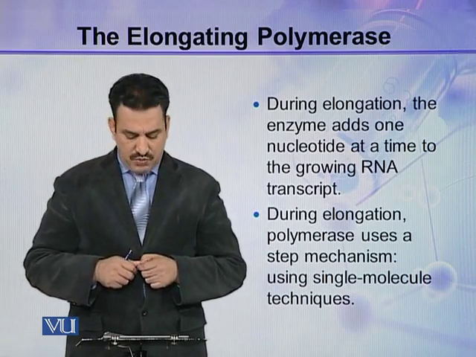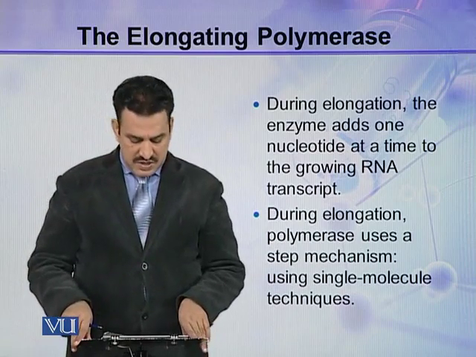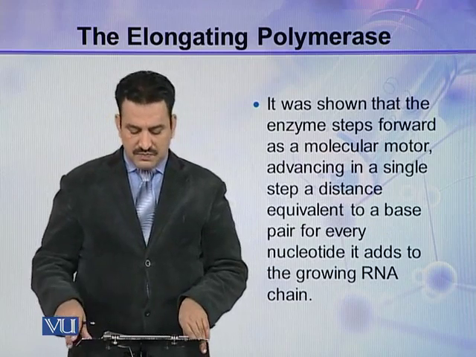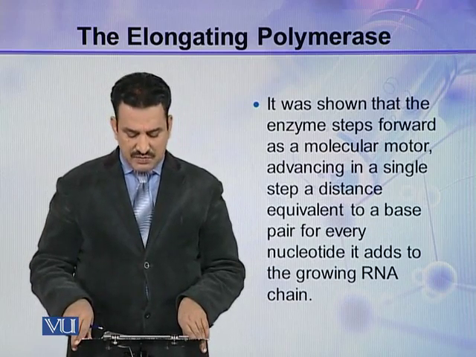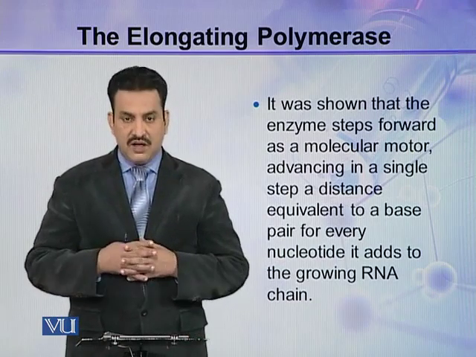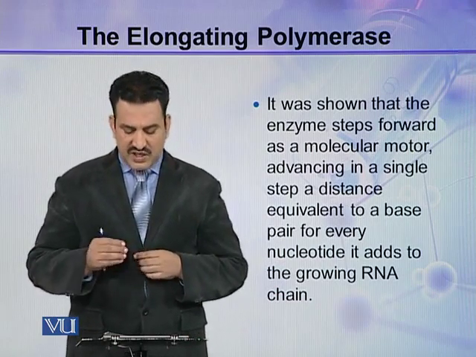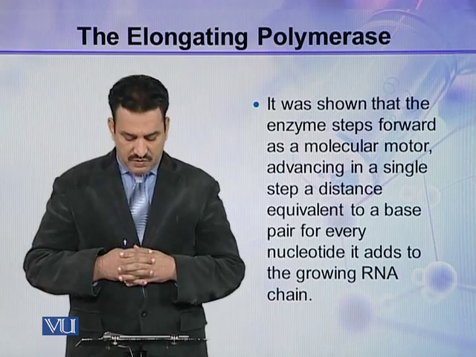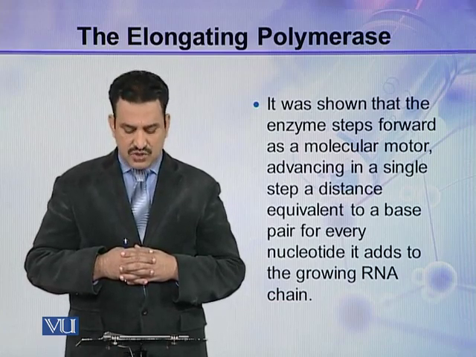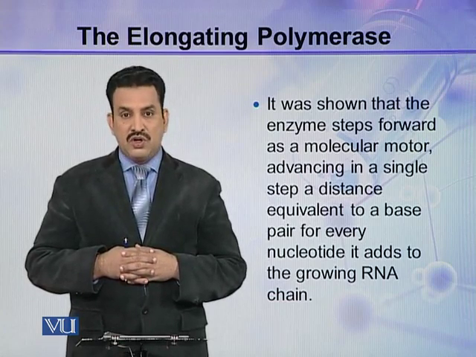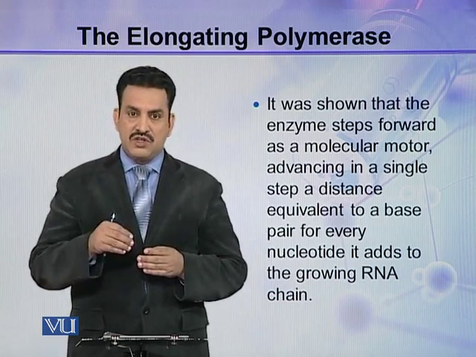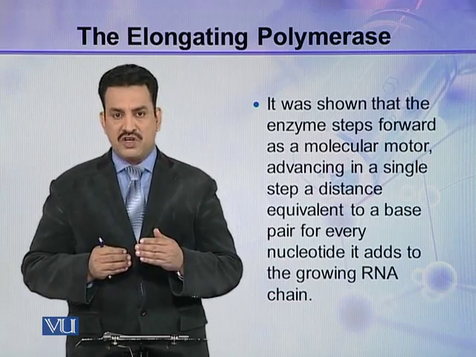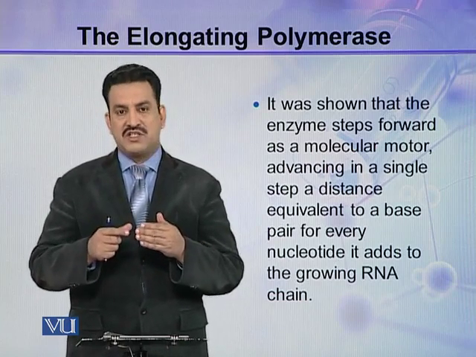During elongation, polymerase uses a stepping mechanism. Using single molecule techniques, it was shown that the enzyme steps forward as a molecular motor, advancing in a single step a distance equivalent to a base pair for every nucleotide it adds to the growing RNA chain. So when one nucleotide is added to the chain, this molecular motor moves a distance of only one base.